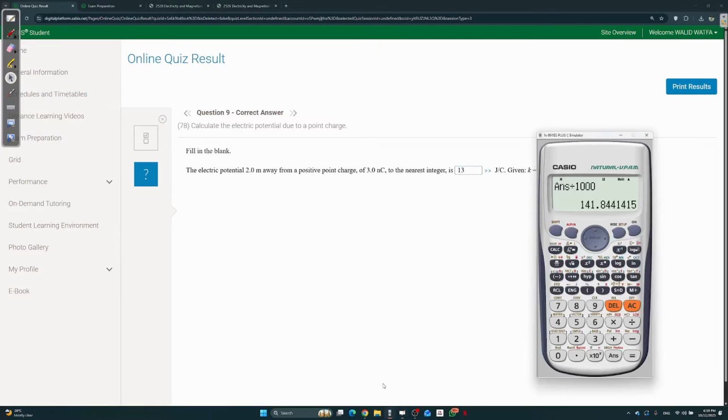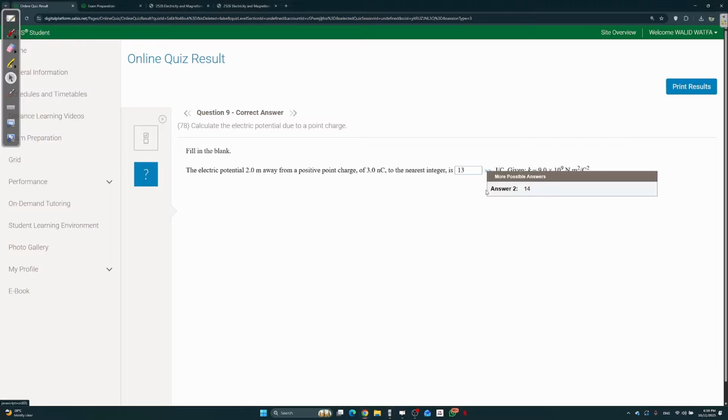But I'll just make sure. 9 times 10 to the power 9, times 3 times 10 to the minus 9, divided by 2. You get 13.5, to the nearest integer, which would be 14.